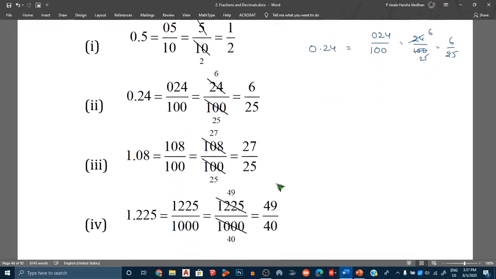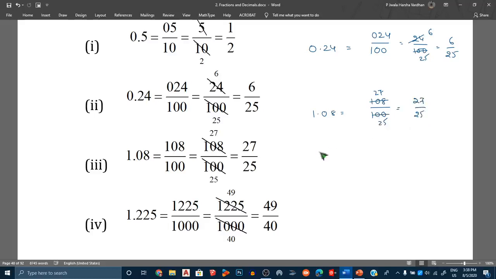See one more example here, 1.08. How to write this 1.08? Remove the point, write it in the numerator, and 1 followed by zeros for the number of digits after the decimal point. 2 digits means 2 zeros. So now you can cancel with the 4 table: 4 twos are 8, 4 sevens are 28, 4 twenty-fives are 100. So here it is 27 by 25.